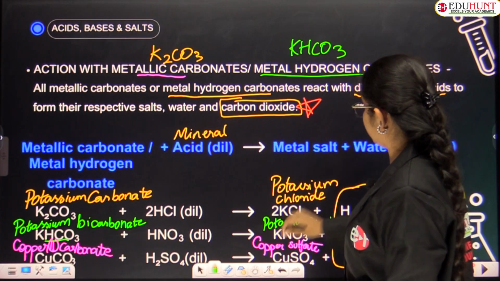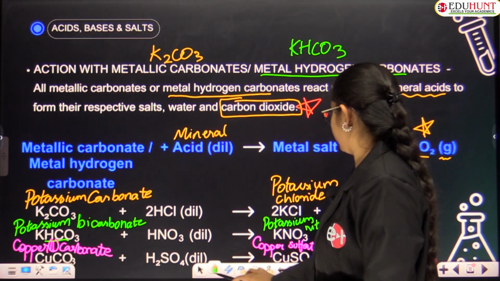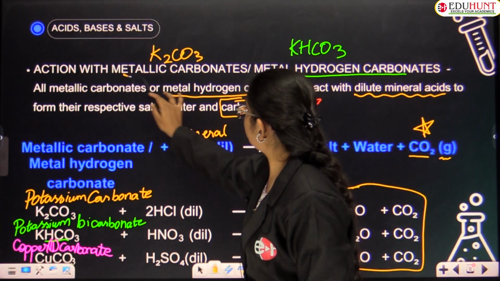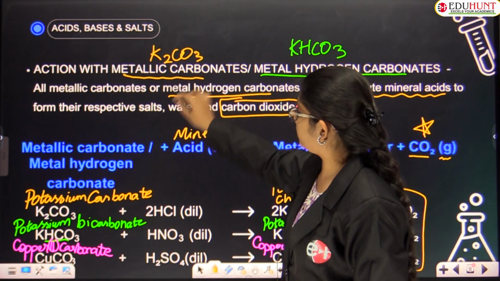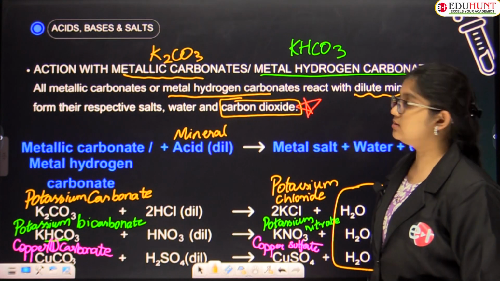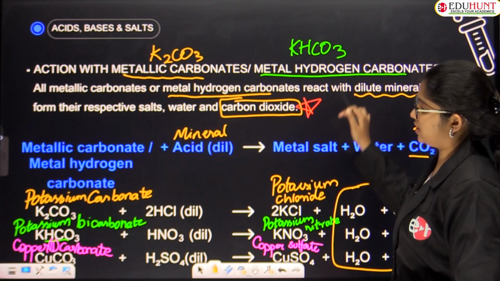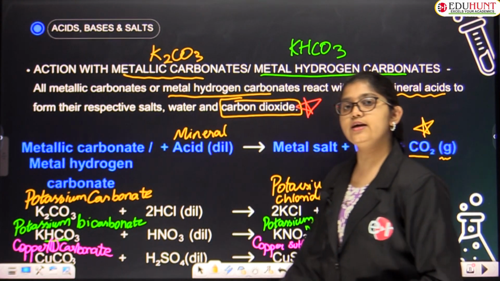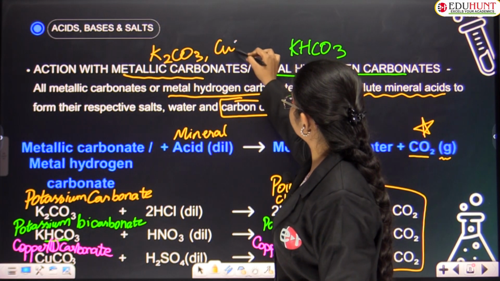Clear now? Is this example clear for you? So here we gave 2 examples for the 2 words. Metallic carbonates means K2CO3, example 1. And metal hydrogen carbonates means KHCO3, example number 2. Clear now? Very good. You can also write here CuCO3.